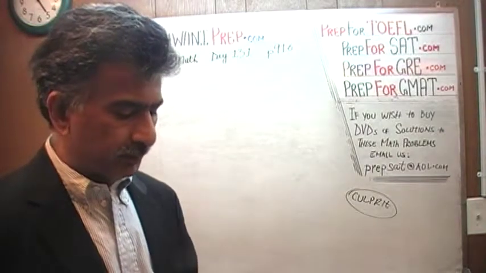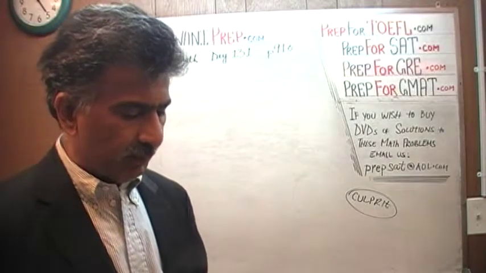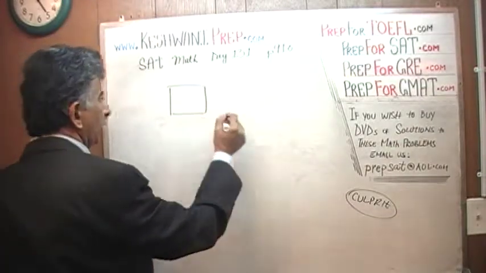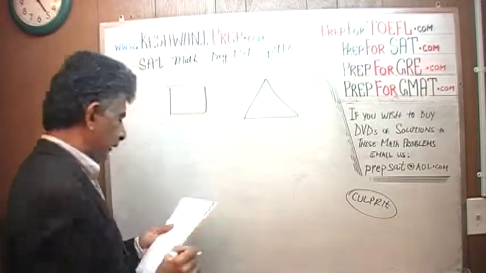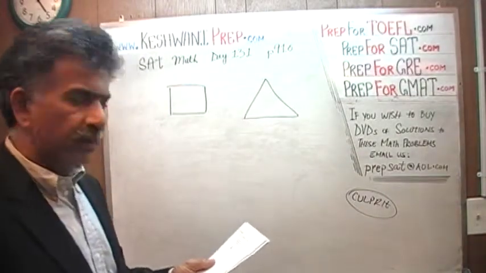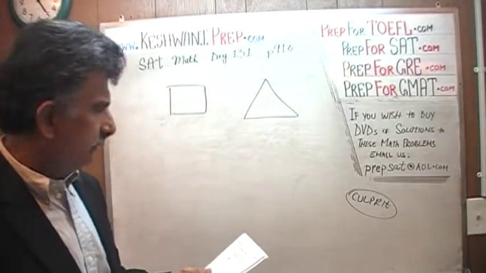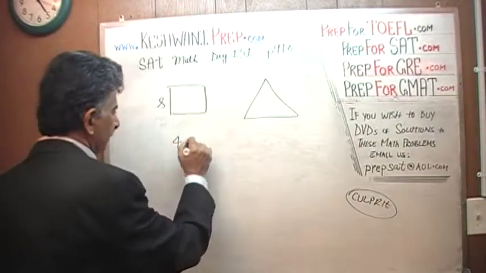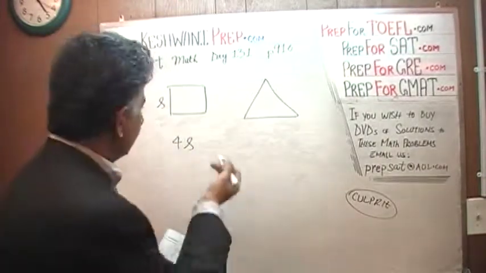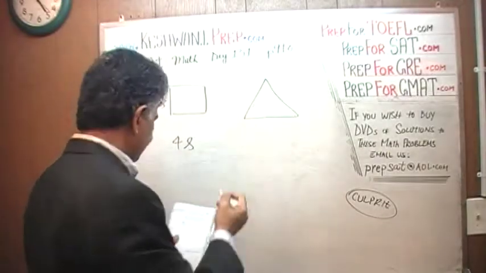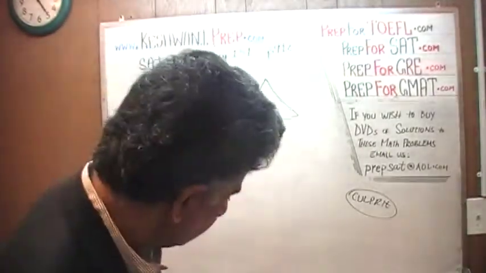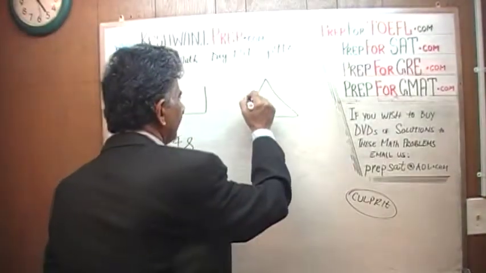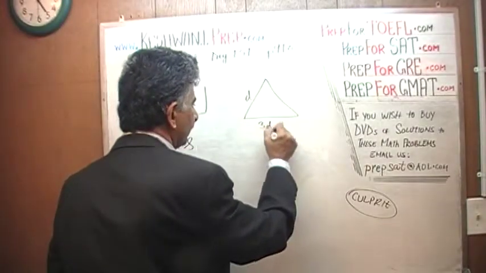Back to our work. A square and an equilateral triangle have equal perimeter. So we have a square and an equilateral triangle, and we are told that they have equal perimeter. So if the side of the square is S, the perimeter is going to be made of 4 S's. And this triangle is equilateral, so if this side is say D, the perimeter is going to be 3D.